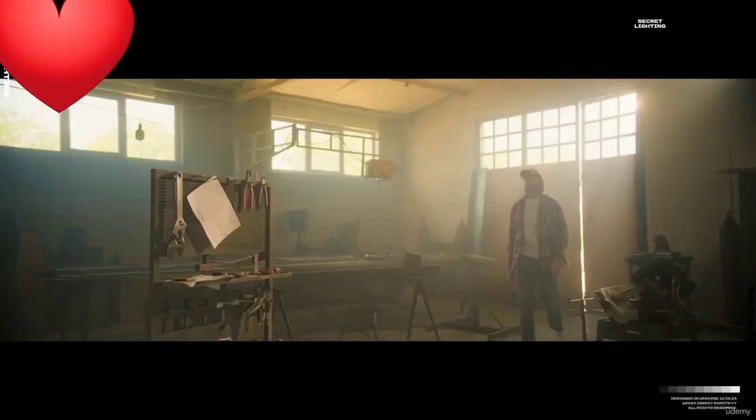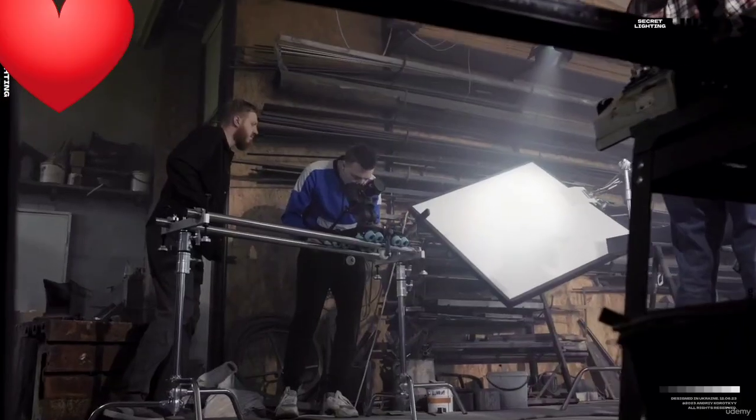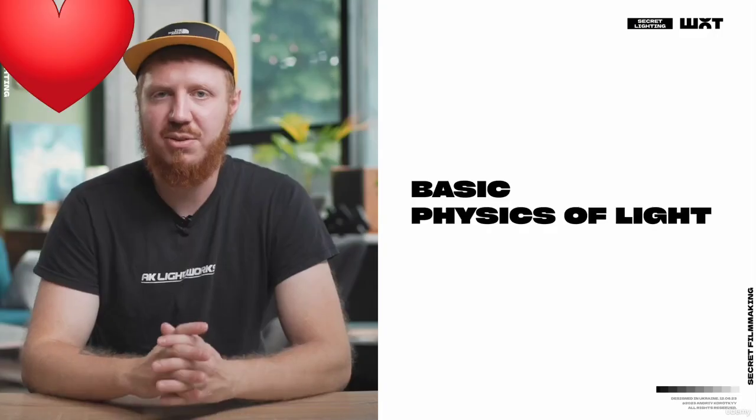Our main task when working with light is to ensure that our viewer does not realize that lighting equipment was used during the shoot. This means that we must be very careful and precise in our approach, making sure that every detail is perfect and seamless. That's why we need to understand the basic physics of light. So let's start figuring it out.